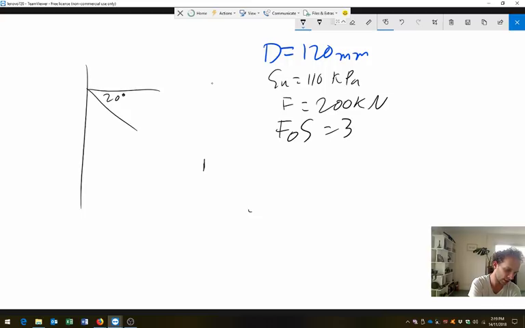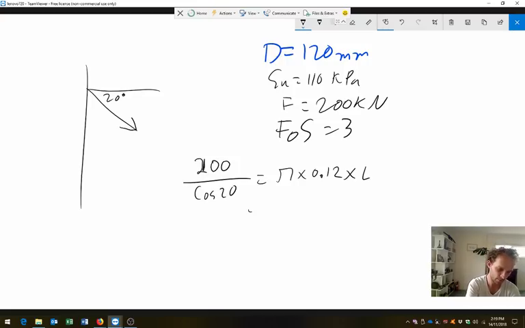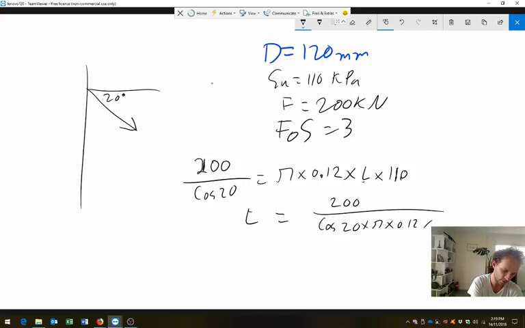So the force in the anchor required is going to be 200 divided by cos of 20, because it obviously has to apply more force at this inclination here. And we know that's equal to pi times diameter, 0.12, times length, so pi dl gives the surface area, doesn't it, times SU, which is our adhesion, so that's 110 kilopascals. What I can do now is solve for my length, and then multiply it by either 2.5 or 3. So length will equal 200 divided by cos 20 times pi times 0.12 times 110.